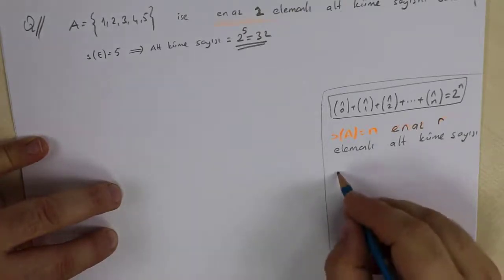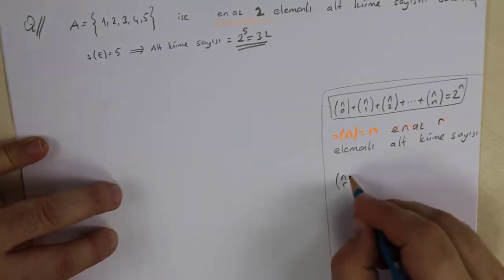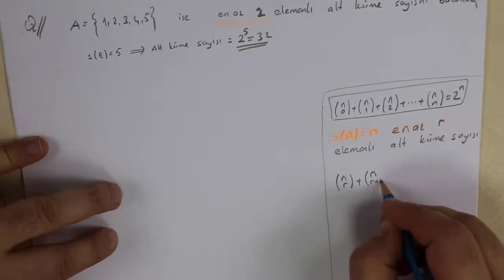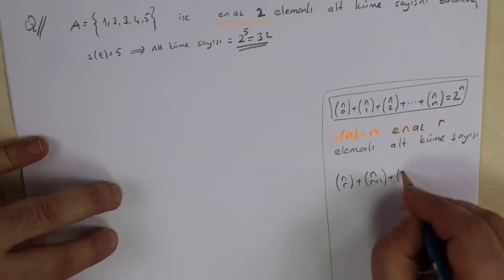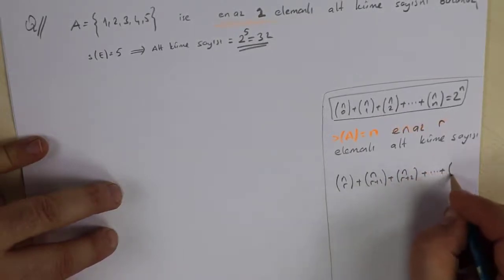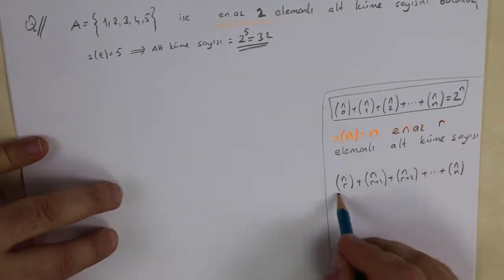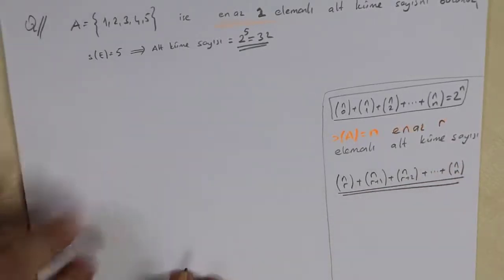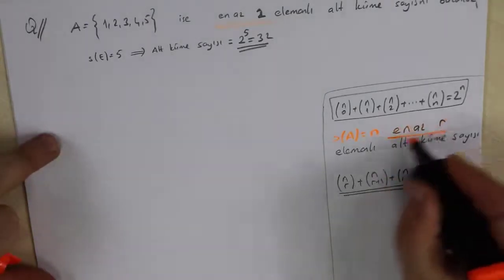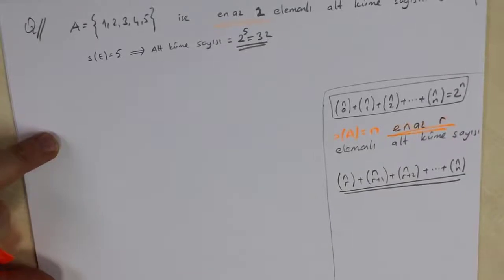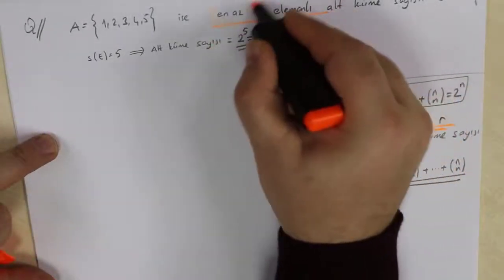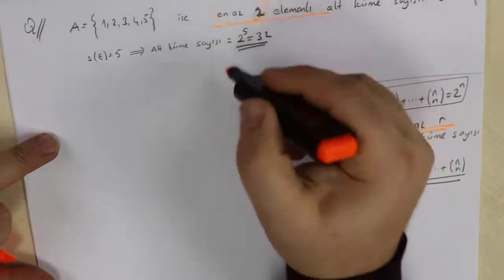Now based on this, we can translate it to the combination of r out of n plus the combination of r plus 1 out of n, the combination of r plus 2 out of n, plus etc. until n, combination of n out of n. So this is the answer. This is exactly the answer, at least in this case. So this is the key point. So we are asking about at least two elements.